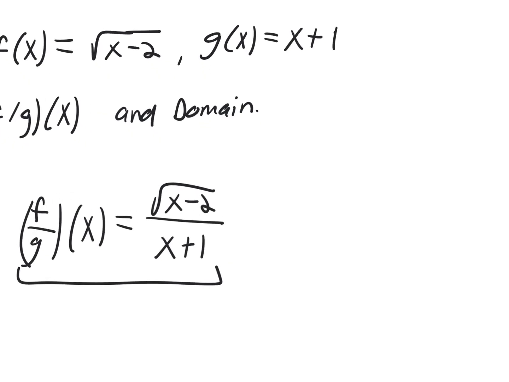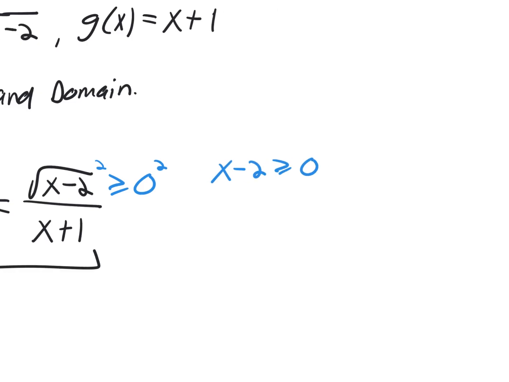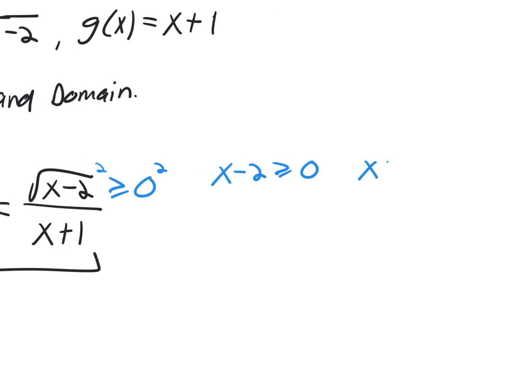Again, I'm going to do 2 different colors, right? So let's start with the top. What is our restriction for the top? Good, so I'm going to set the top greater than or equal to 0. Square roots can be 0, but they can't be negative. You can solve this inequality. This is going to get you x minus 2 greater than or equal to 0, and then you get x is greater than or equal to 2.